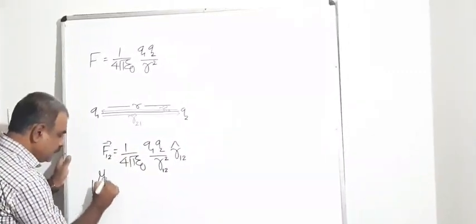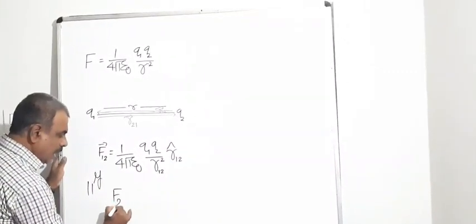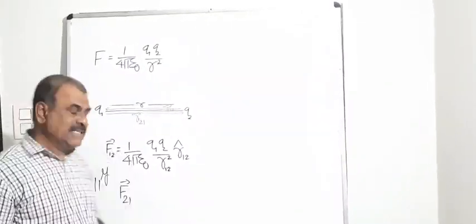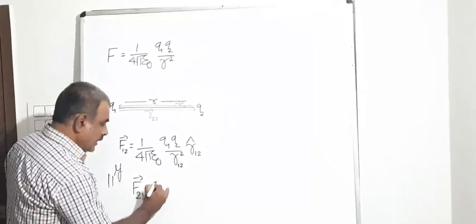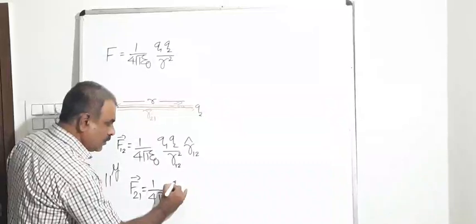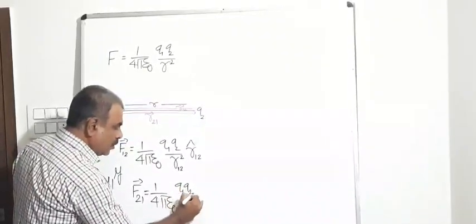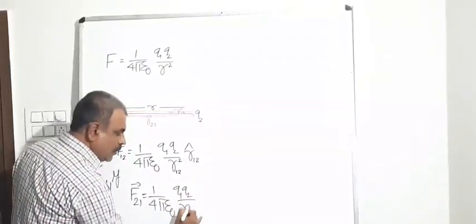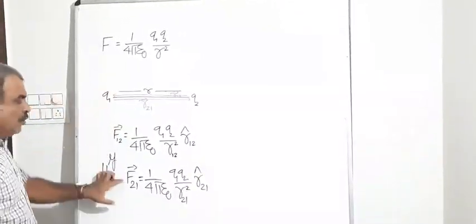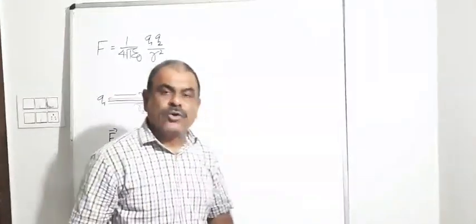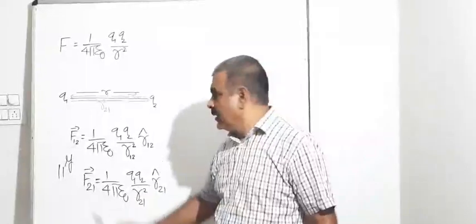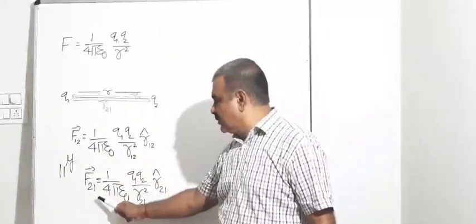Similarly, if I write F21, that will be the force on charge 2 by charge 1, and it is equal to 1 over 4 pi epsilon 0 Q1 Q2 by R21 square into R21 cap. These both equations represent Coulomb's law in vector form. Magnitude-wise both equations are the same. This is force on 1 by 2, this is force on 2 by 1.